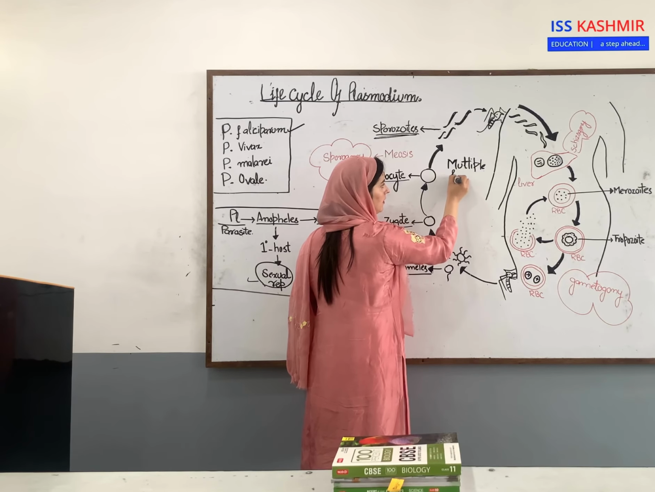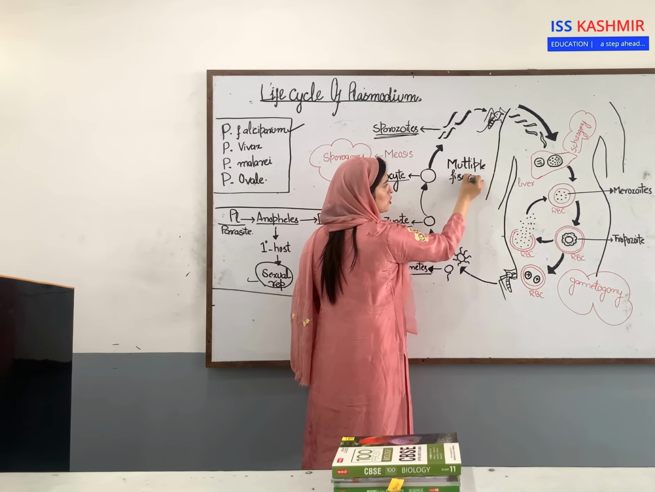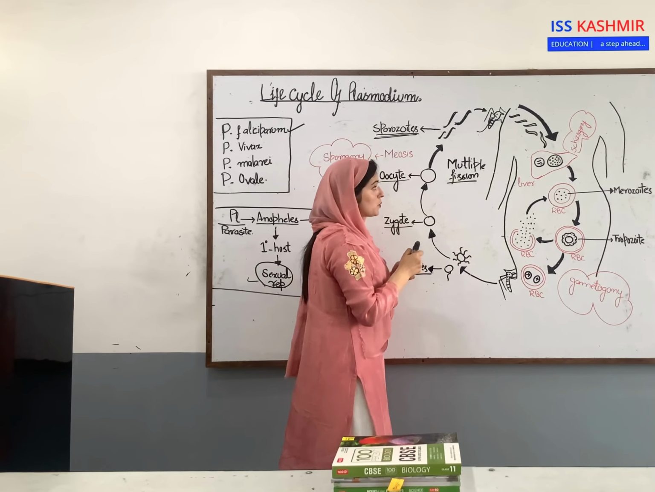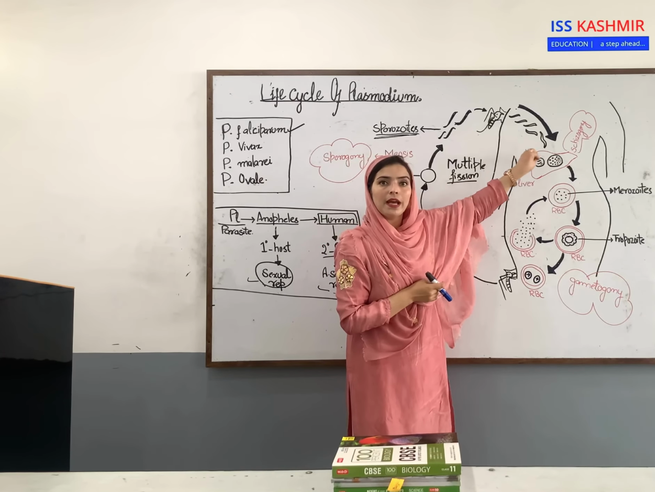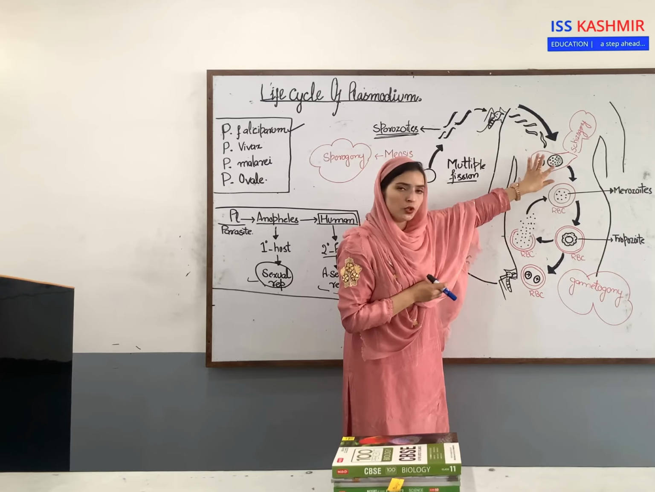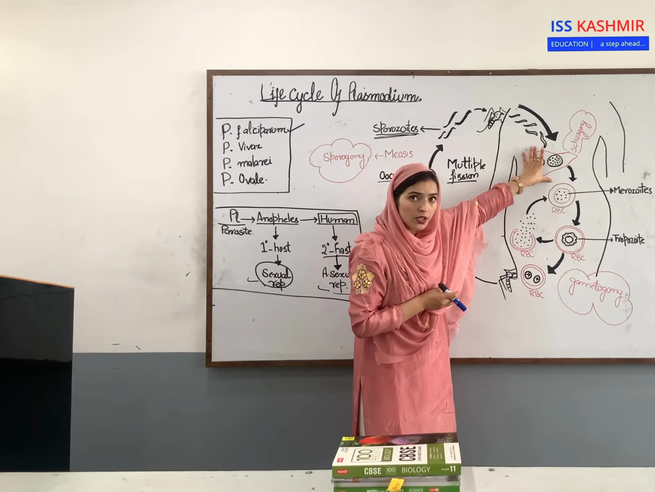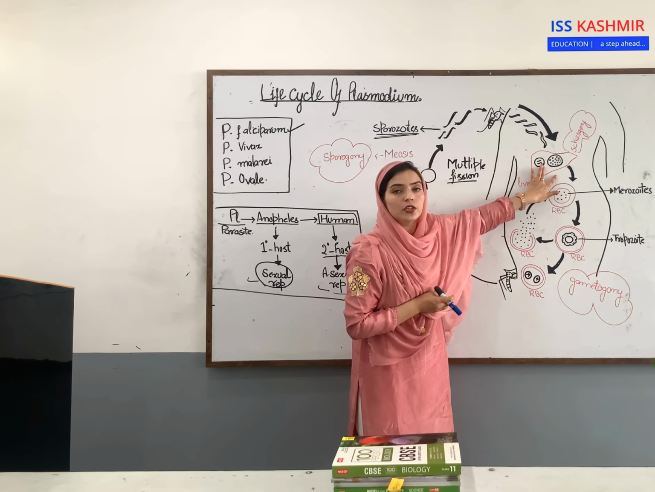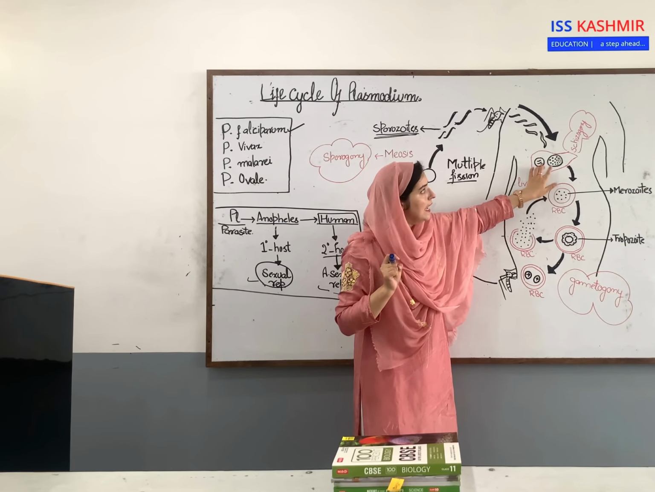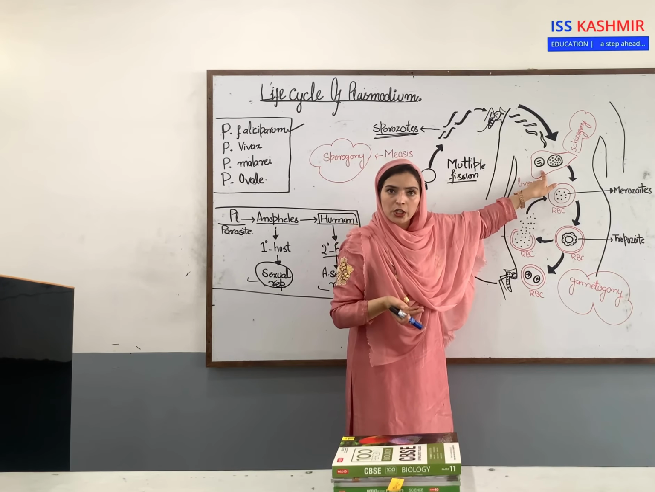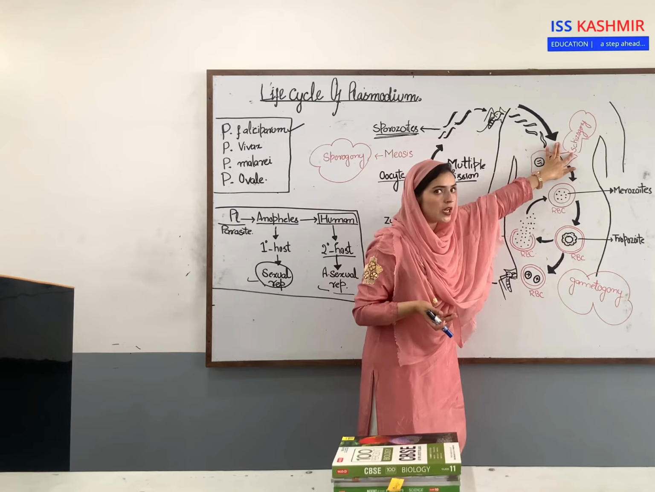Multiple fission. By the process of multiple fission, the sporozoites begin to multiply inside the body of the human being. In which organ do they multiply asexually? We call that organ the liver. This process of asexual reproduction is called schizogony.